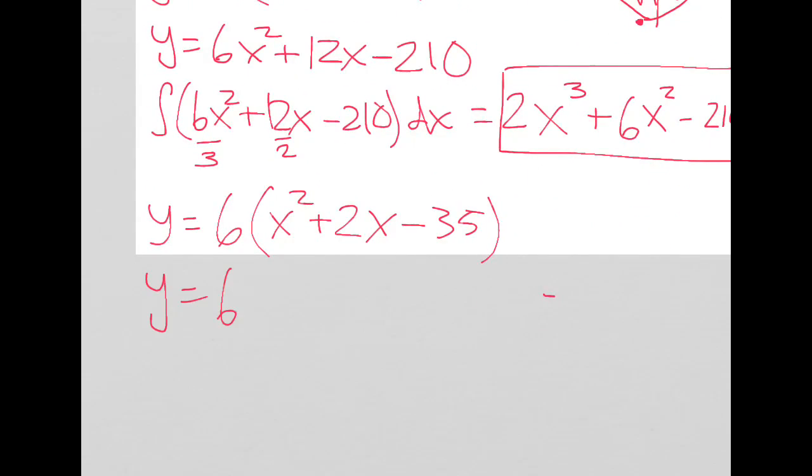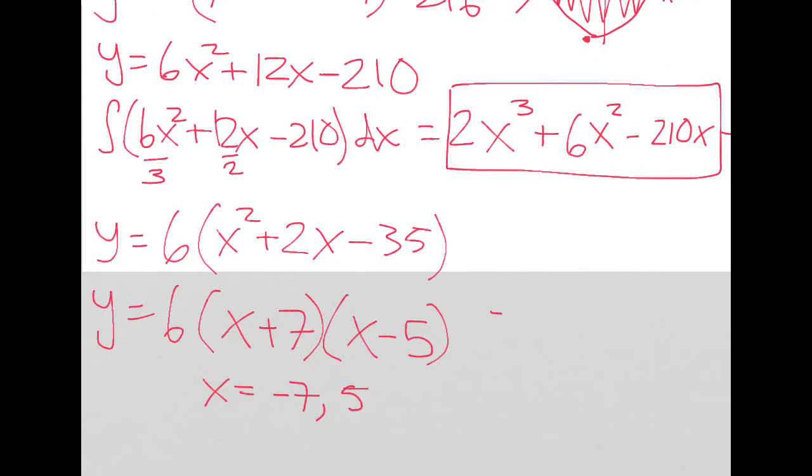y equals 6 times x plus or minus something times x plus or minus something else. What are those somethings? Well, what are two numbers that multiply to negative 35 and add to positive 2? I think it has to be a positive 7 and a negative 5, because 7 times negative 5 is negative 35, and 7 plus negative 5 is positive 2. And so I have it factored, which tells me that those x-intercepts, those points right there, will have x values of negative 7 and positive 5.